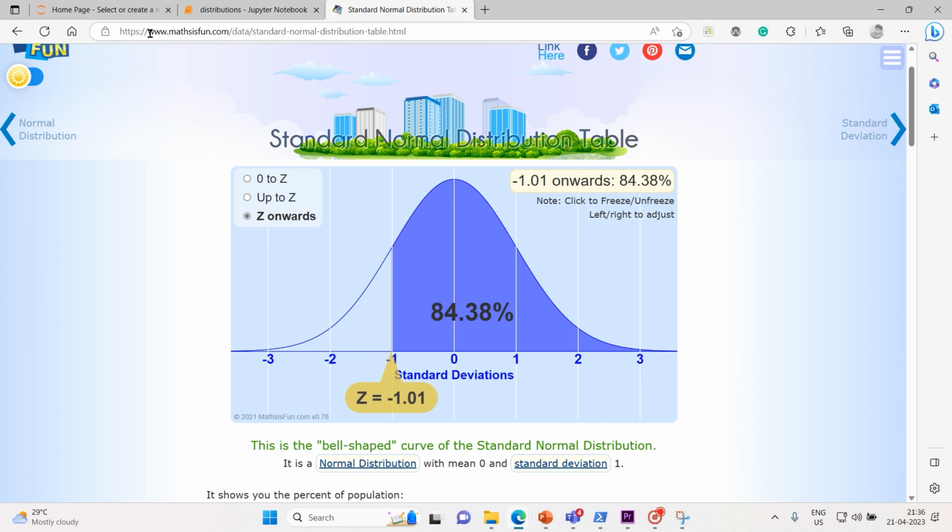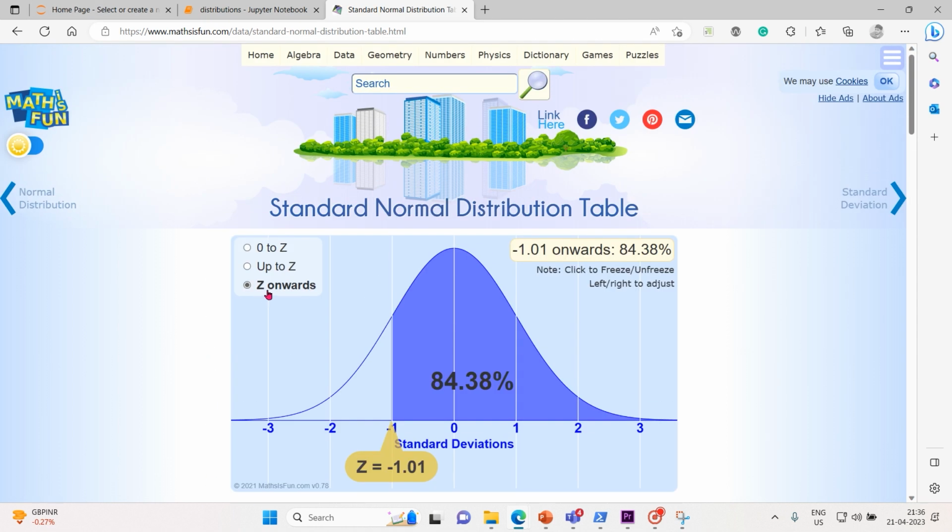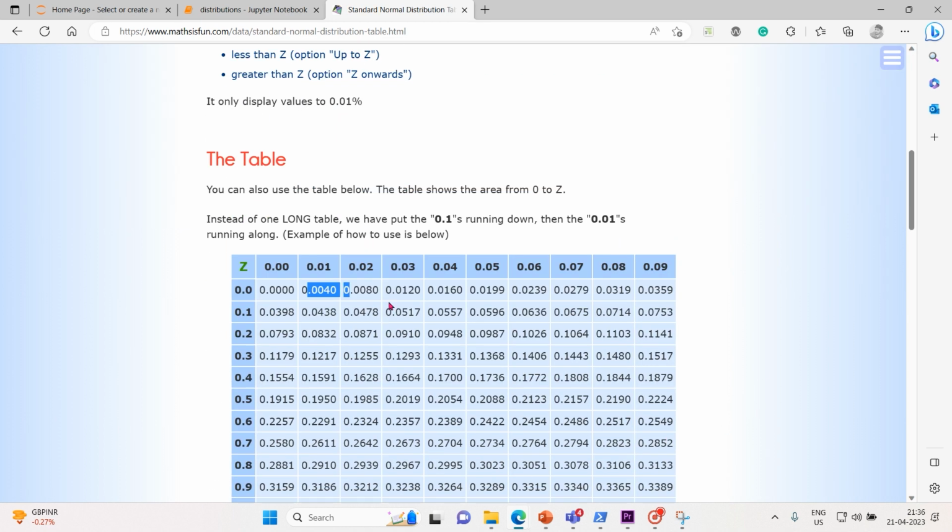So this is the third party application. You can also look into this if you want. This is the URL. First, let's look into the standard normal distribution curve, then we will get into the table.